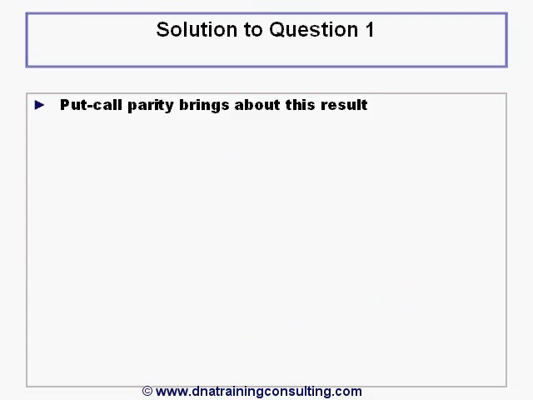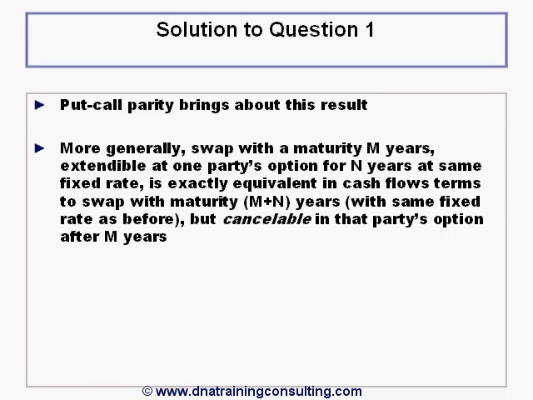It is, of course, put-call parity that brought about this result. More generally, a swap with a maturity of M years, extendable at one party's option for N additional years at the same fixed rate, is exactly the same in cash flow terms as a swap with maturity M plus N years, having the same fixed rate as before, but cancelable in that party's option after M years.